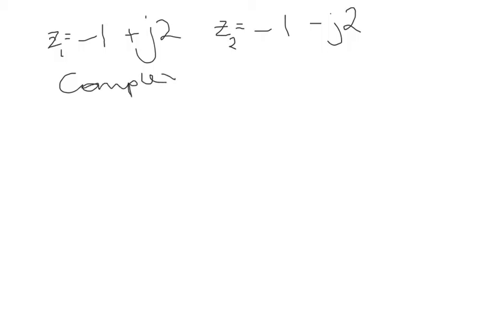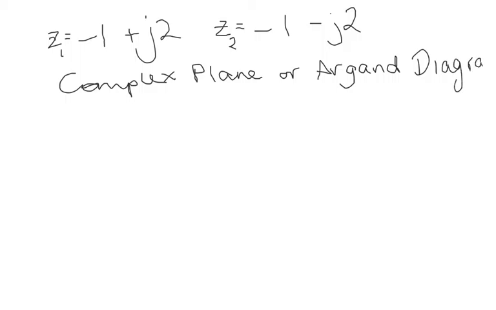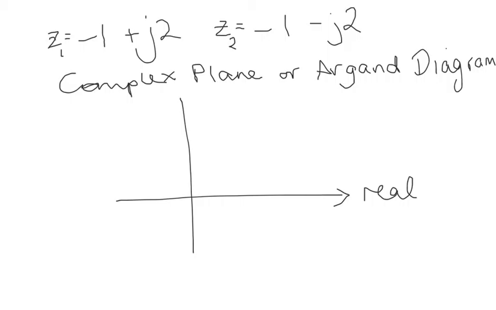There is another name for the complex plane, and that's an Argand diagram. The horizontal or x-axis is the real axis. You must label this with real or R, and the other one is the imaginary axis. You can write imaginary or J.